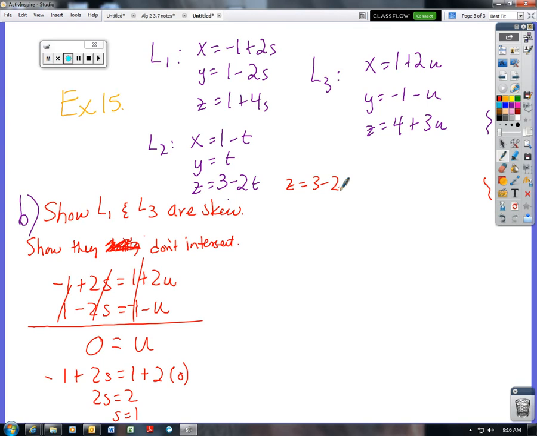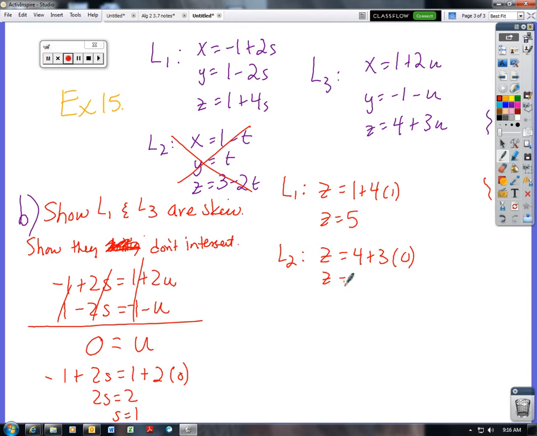Oh, I'm on the wrong one. No wonder that didn't make sense. Never mind that. We're not working with L2 on this problem. Let's cross that out. Okay, L1. So I'm plugging in, I want to find z. z equals 1 plus 4 times s, which is 1, so z equals 5. And then L2, z equals 4 plus 3 times u, which was 0, so z equals 4. And this confirms that they don't share the same z-coordinate, so they cannot intersect.